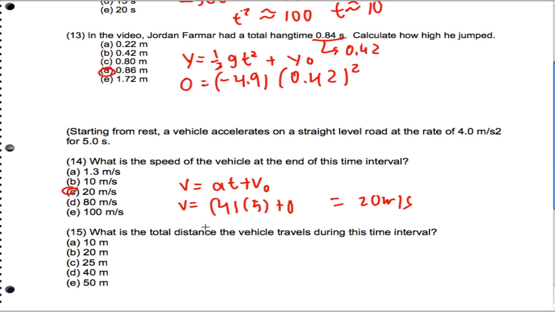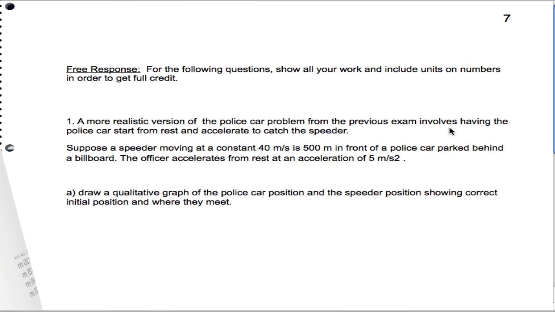Very good. Now, the total distance the vehicle travels in this time interval, let's see, so that's going to be x equals 1/2 at squared plus 0, x equals 1/2 times 4 times 25, and that actually ends up being 50 meters, if I've done that right. So 5 squared is 25, yes. Acceleration is 4, 1/2, yes, so 1/2 times 100 is 50. Good deal.